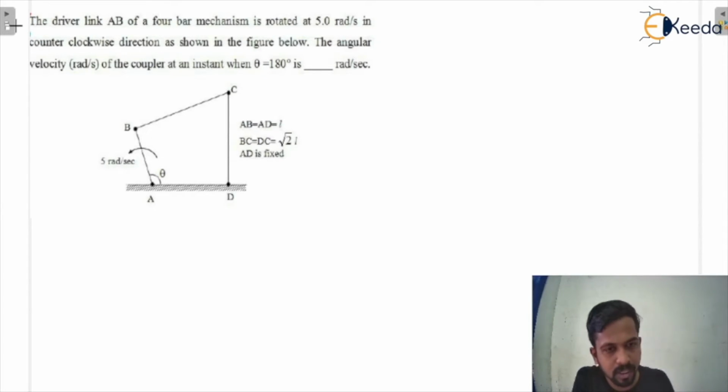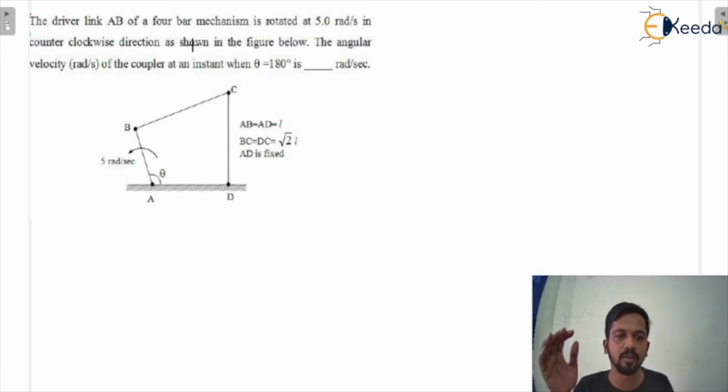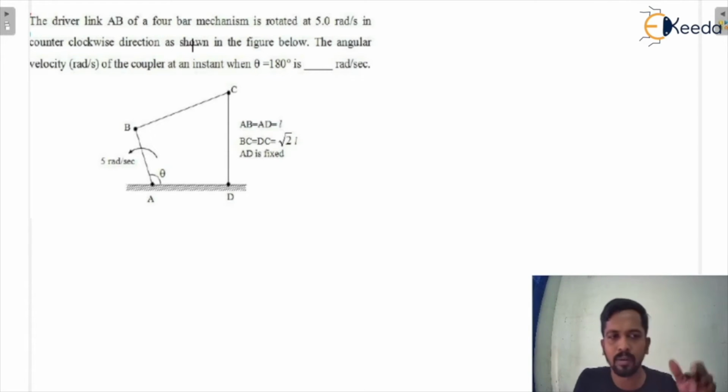So the first question is important for GATE as well as engineering service examinations of conventional type. In the question it is given that the driver link AB of a 4-bar mechanism. I already told you when I taught you the instantaneous center method that they generally ask problems based on the 4-bar chain. They will not give you 5-link and 6-link mechanisms. They will give you just 4-link mechanisms in order to find the angular velocity.